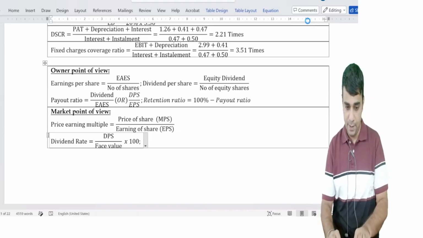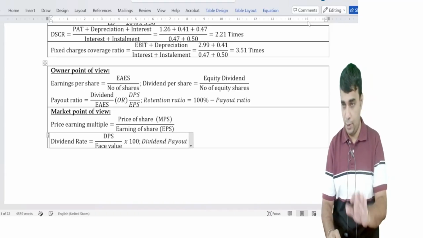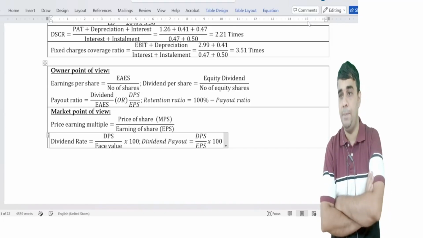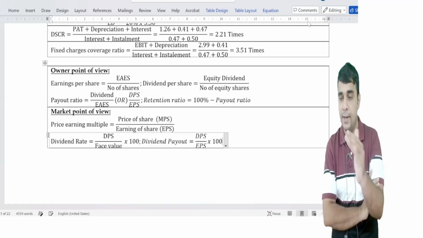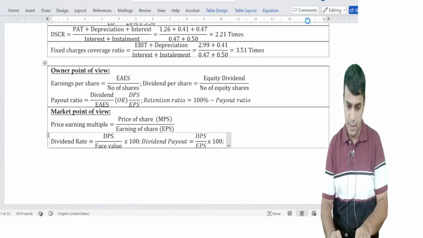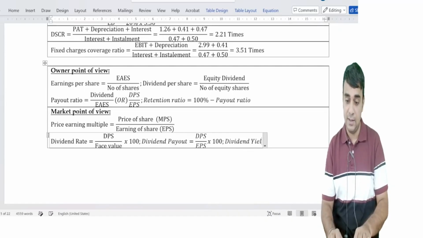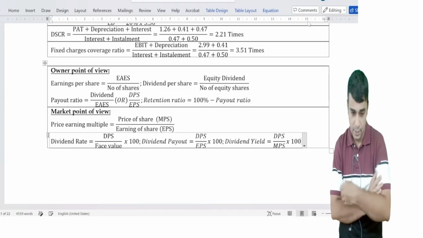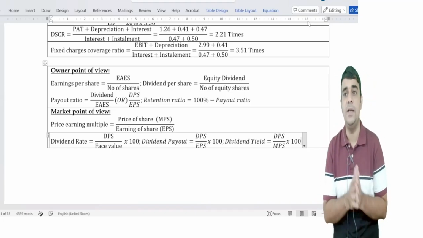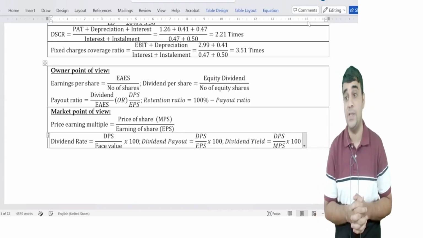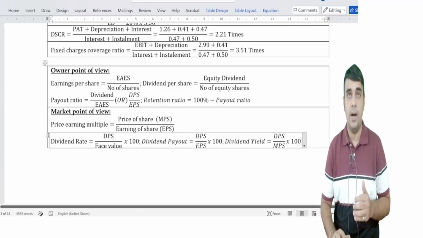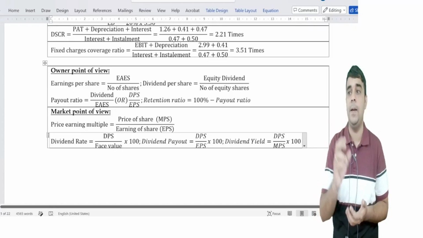Let me complete this part. Dividend payout, which I've written at the top, is DPS by EPS into 100. I've already written that at the top; I just want to show them together. Dividend yield is DPS by MPS into 100. I'll explain all three together. First is dividend rate. Dividend rate means dividend paid by the organization on the face value of the share. Today, in the practical world, for TCS or any company you take, face value will be 10 rupees.